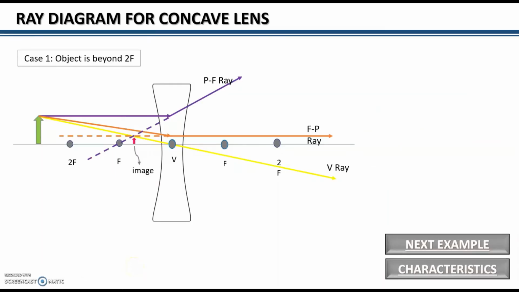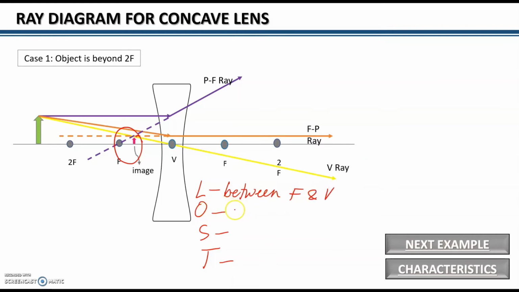So let's take a look at this ray diagram for concave lens. This is case 1 where the object is beyond 2F. So the image is formed here. So this is the image formed. Let us now describe the image in terms of its location, orientation, size, and the type of image formed. So where is the image located? Okay, it's between F and V.